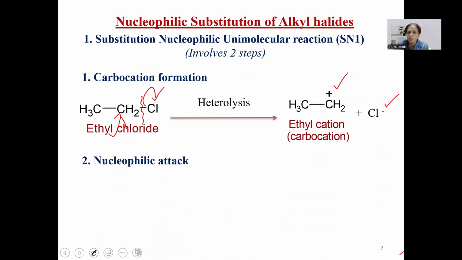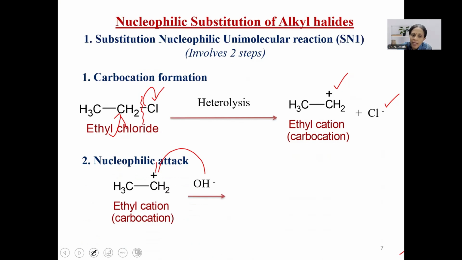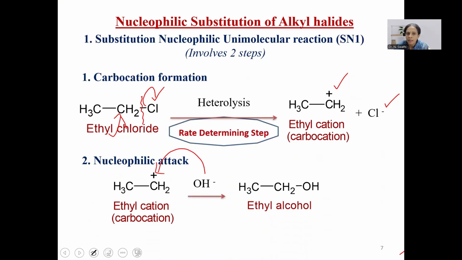Now in the next step, nucleophilic attack occurs. So here the nucleophile is hydroxide ion. So hydroxide ion will be attacking the electron deficient carbon of the carbocation. So this hydroxide group will be attacking the ethyl cation, and thus we get ethyl alcohol as the product.